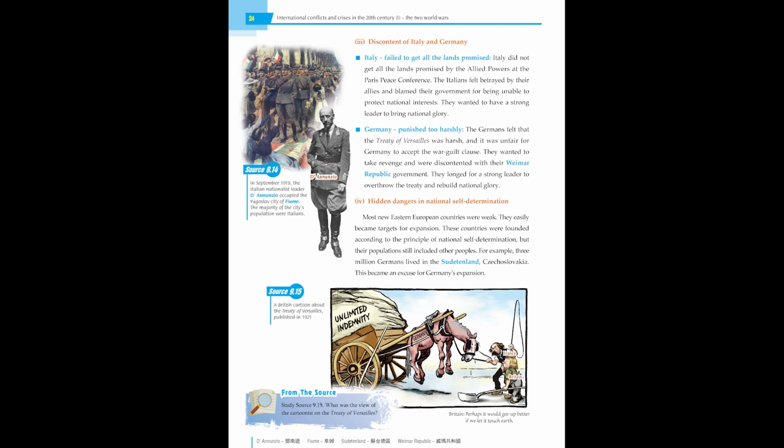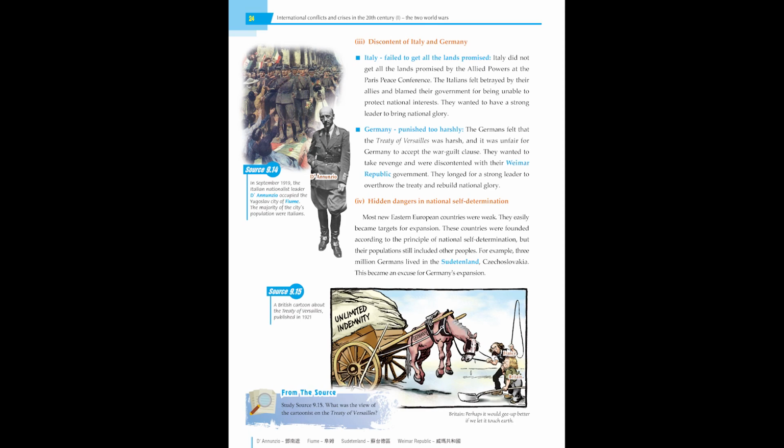Germany punished too harshly. The Germans felt that the Treaty of Versailles was harsh, and it was unfair for Germany to accept the war guilt clause. They wanted to take revenge and were discontented with their Weimar Republic government. They longed for a strong leader to overthrow the treaty and rebuild national glory.